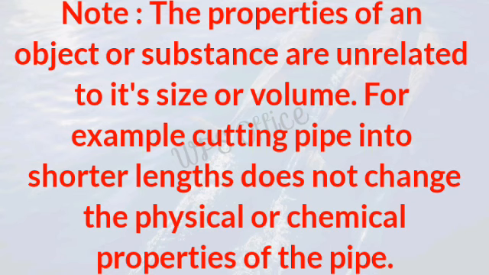For example, cutting a pipe into shorter lengths does not change the physical or chemical properties of the pipe. So when cutting the pipe, it doesn't change it to rubber, plastic or something else. It still remains the pipe, and the physical property does not change. So that is what is meant by it is not related. The property is unrelated to the size or volume of that substance.